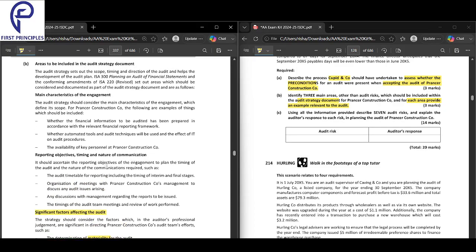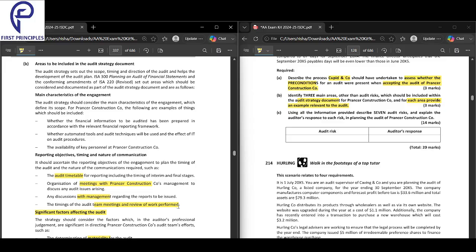That means, what is the audit timetable? When will they finish the interim audit? When will they finish the final audit? Then management meetings, meetings with Prancer Construction Company. Next, any discussions with the management regarding the reports to be issued. And next, when will the team review the work done?